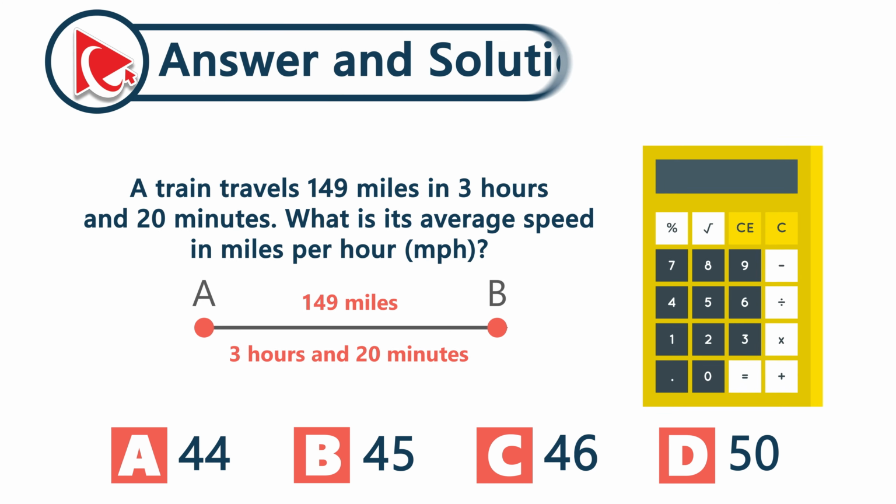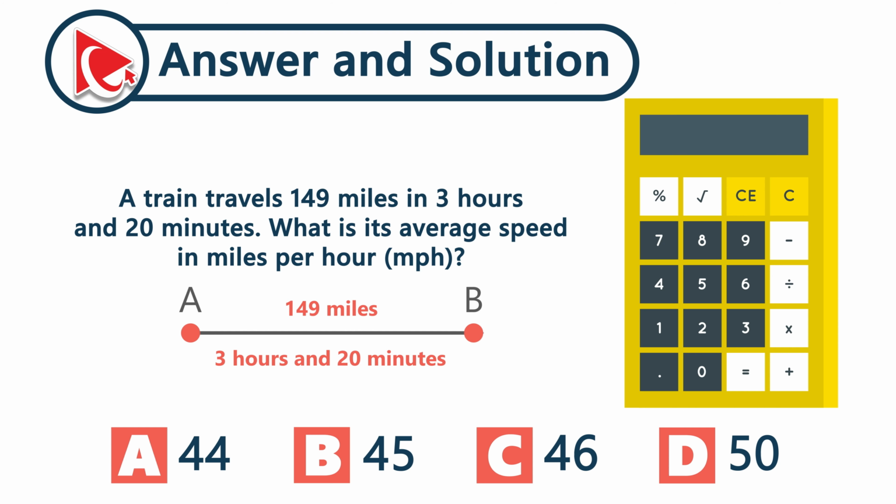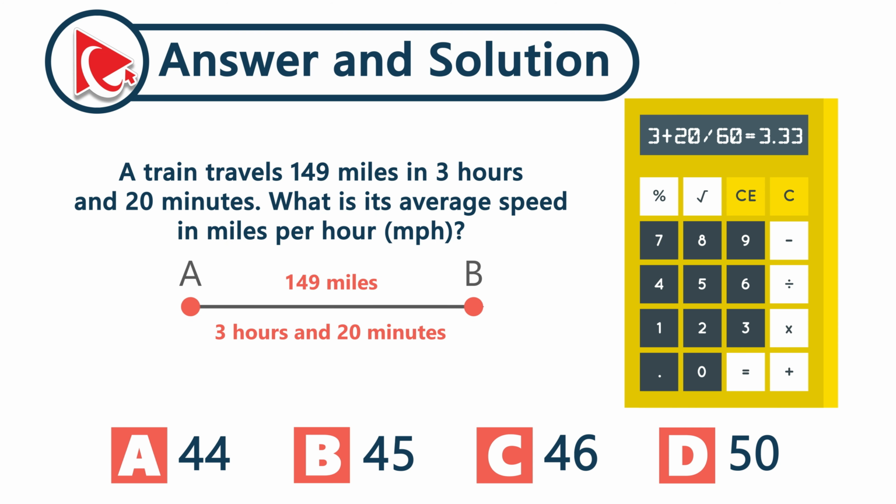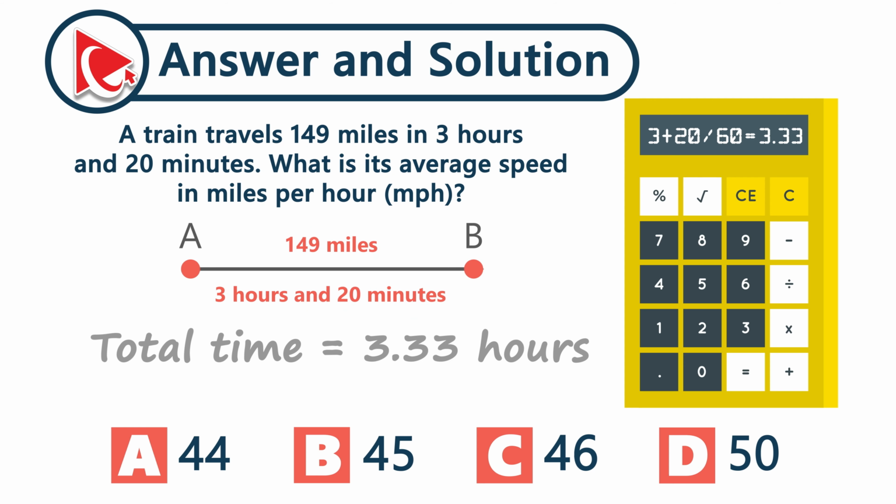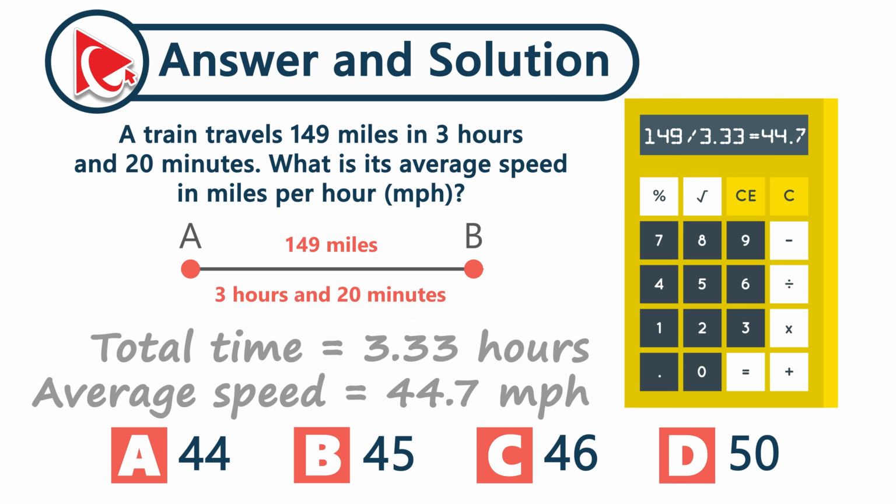To find the average speed, divide the total distance, 149 miles, by the total time in hours. 3 plus 20 divided by 60 equals 3.33 hours, giving approximately 44.7 miles per hour. The correct answer here is choice B, 45 miles per hour.